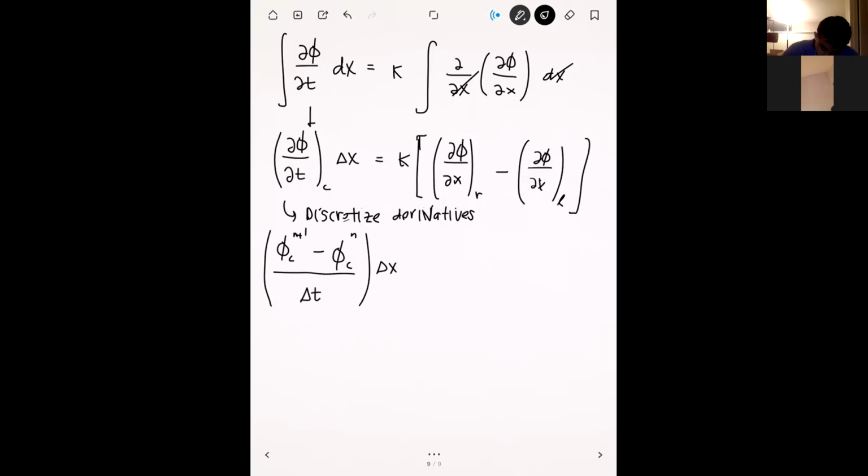This is equal to k times partial phi partial x on the right side of our cell. This is going to be phi sub r minus phi sub c, all divided by delta x. Minus partial phi partial x on the left side, which is going to be phi sub c minus phi sub l, all divided by delta x.